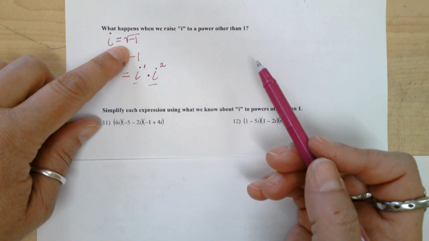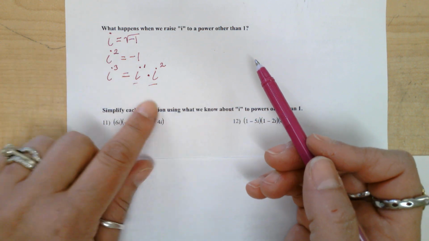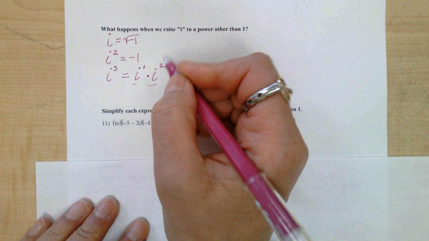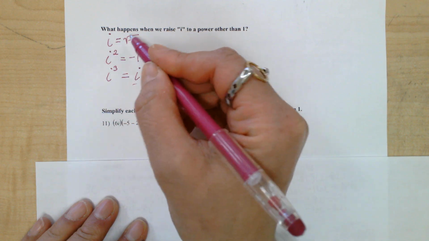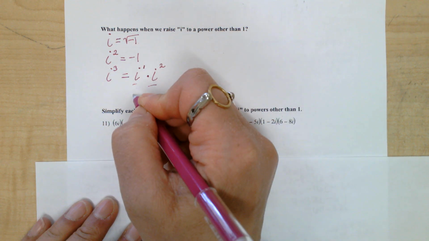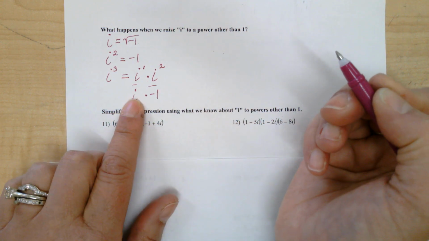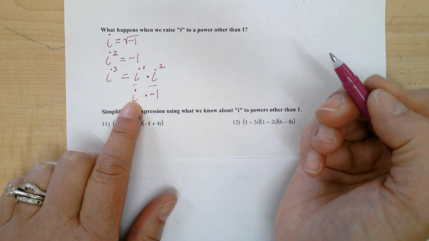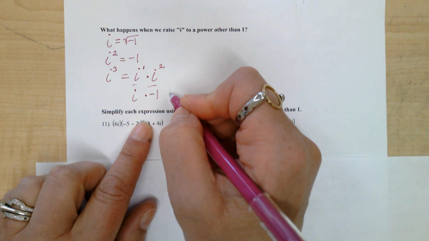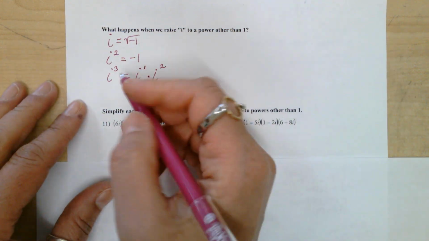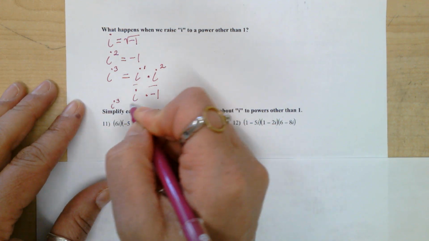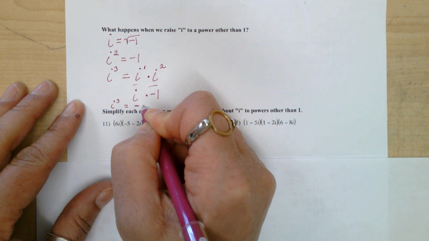So we can do that because we know what i to the first is and i squared is. We could just write i to the first as i. And we know i is the square root of negative 1, and we know i squared is negative 1. So we can rewrite this as i times negative 1, which means i to the third equals negative i.